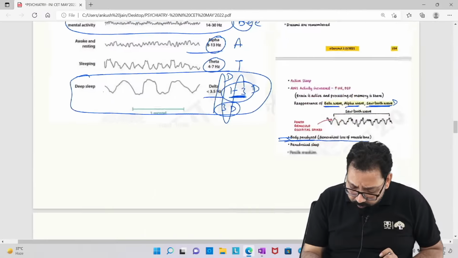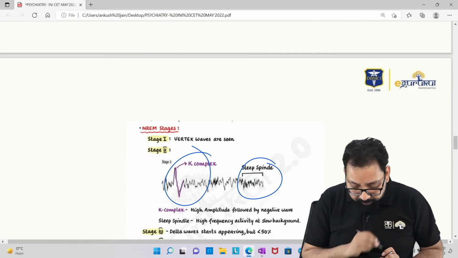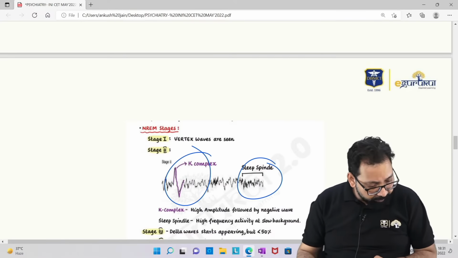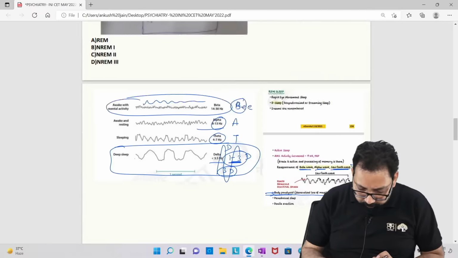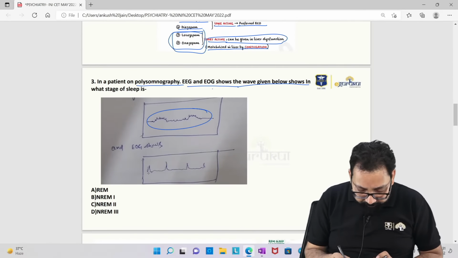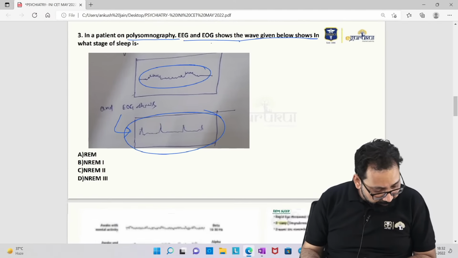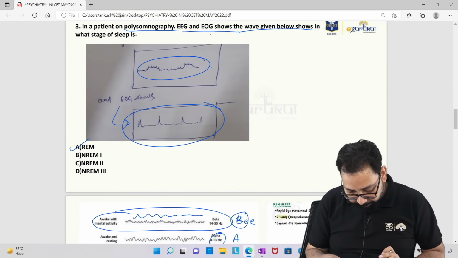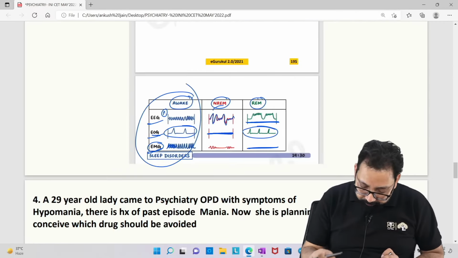Now in stage 2, you all know K complex and sleep spindle are there, so you can easily see. Okay, so this is about this question. The answer for me is, if it is a sawtooth appearance and the electro-oculogram shows eye movements and sleep is there, definitely REM sleep would be there: rapid eye movement. Now the fourth question.